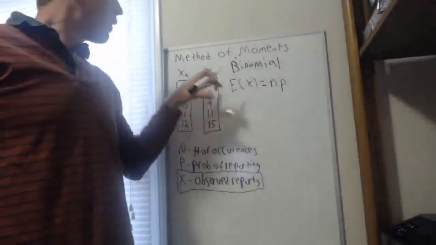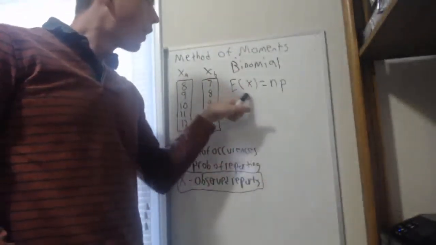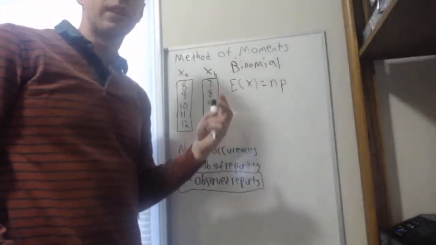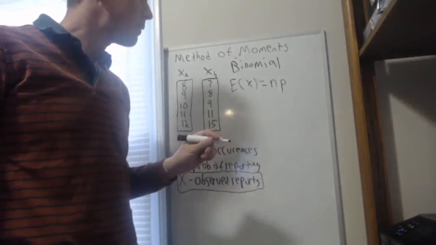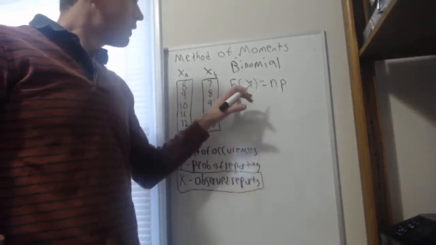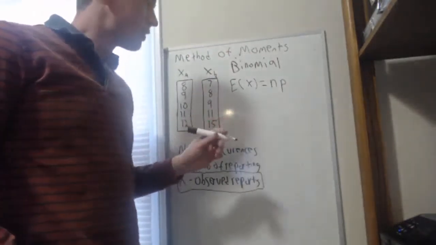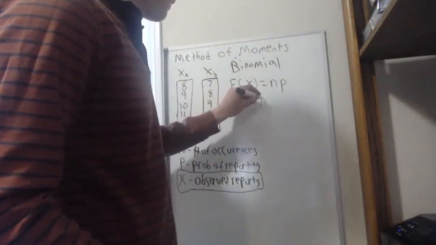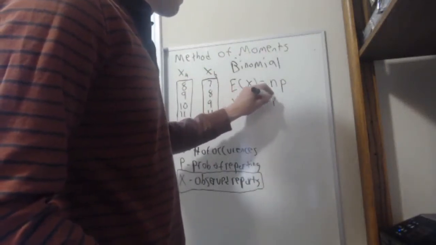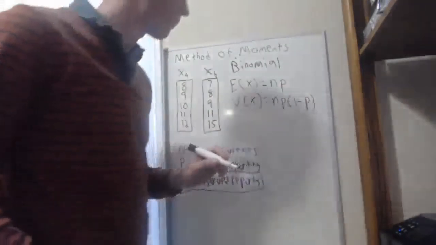Okay, so we have this column of data, and we still have 2 parameters. We still have one equation with 2 unknowns, and so that's not going to be enough for us to solve for n and p. But we also know, if you do the math on the binomial distribution, what its variance is. And its variance is equal to np times 1 minus p.